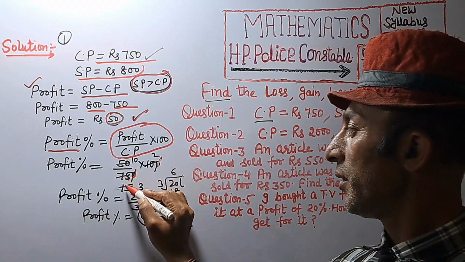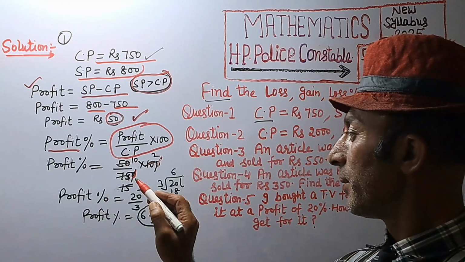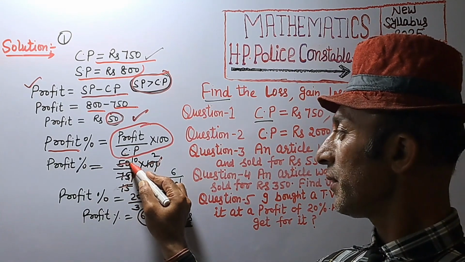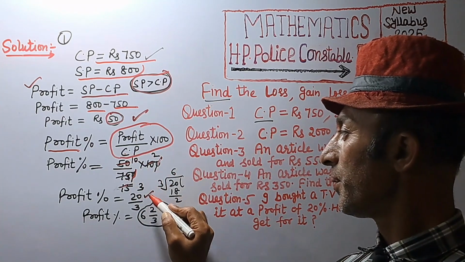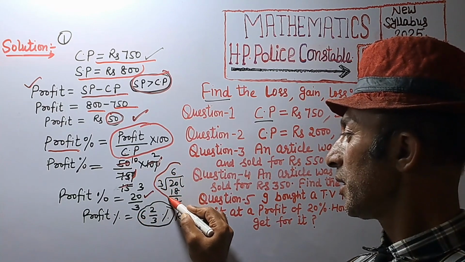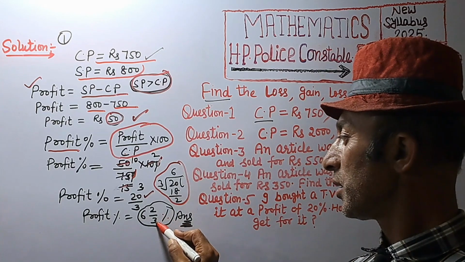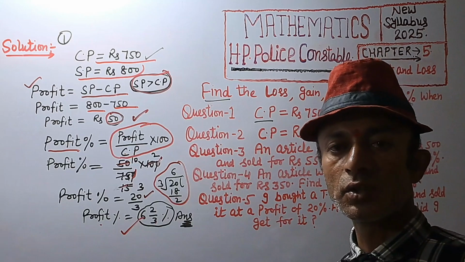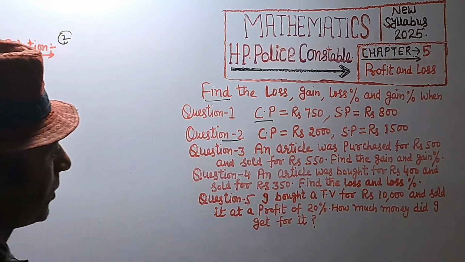0 cancel, 15 5s are 75, 5 2s are 10 and 5 3s are 15, 10 5s are 50, 20, 10 into 2 is equal to 20 divided by 3, and 20 divided by 3 we get 6 whole 2 upon 3%. Answer. Profit percent equal to 6 whole 2 upon 3%. Next question, question number 2.